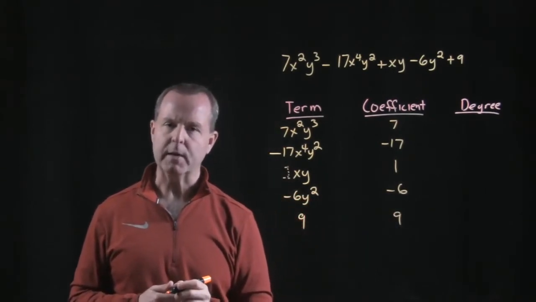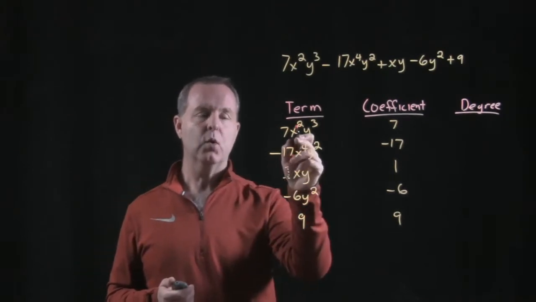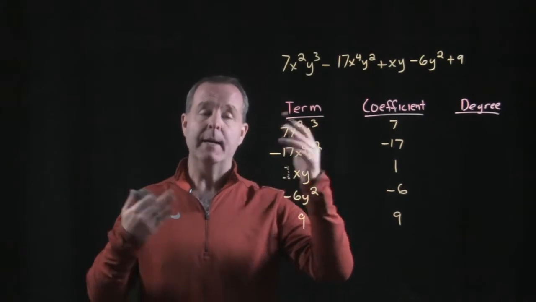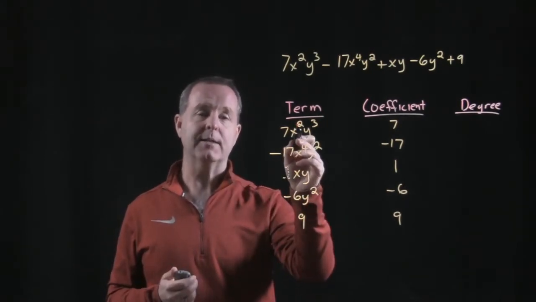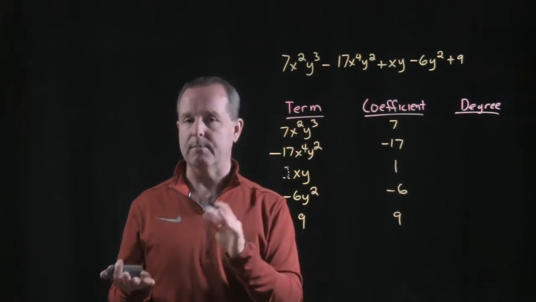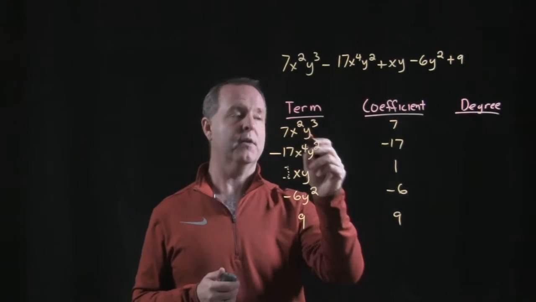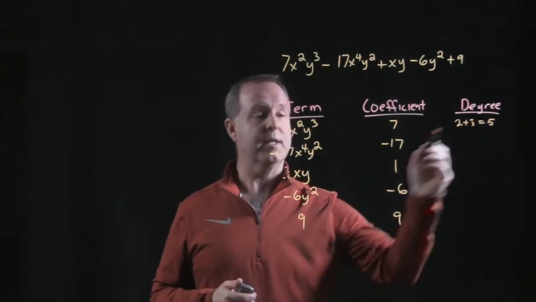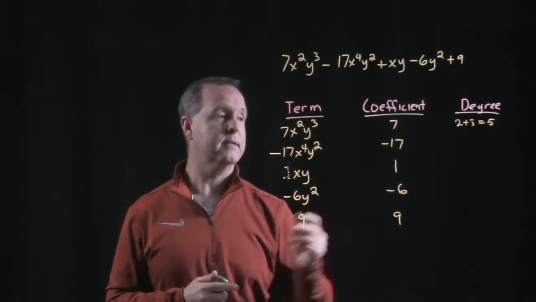Then we look at the degree. What's the degree of the term? Well, here we need to combine the degrees of both of these variables. So I really have an x squared times a y to the third. So the combined degrees will be 2 plus a 3. Just like we would multiply bases, same type of idea to determine what the degree is. So the degree here is a 2 plus a 3, which equals a 5. In the second term, the degree is a 6.